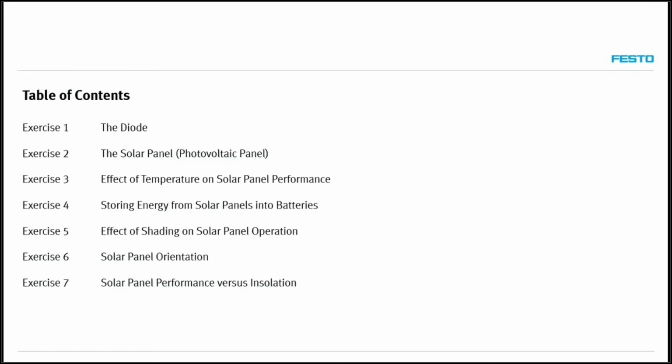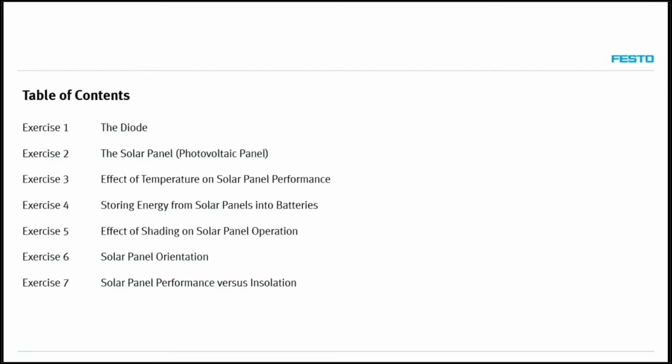As you can see here, our course on solar power comprises 7 exercises, and each of our exercises is written by our technical writers to be achievable within a single lab period. Typically each exercise will take about an hour and a half to 2 hours to complete. So right in this course, you have 14 hours of lab experiments made available to you, all pre-designed, all pre-written. Starting with the diode, then the solar panel, the photovoltaic panel itself.